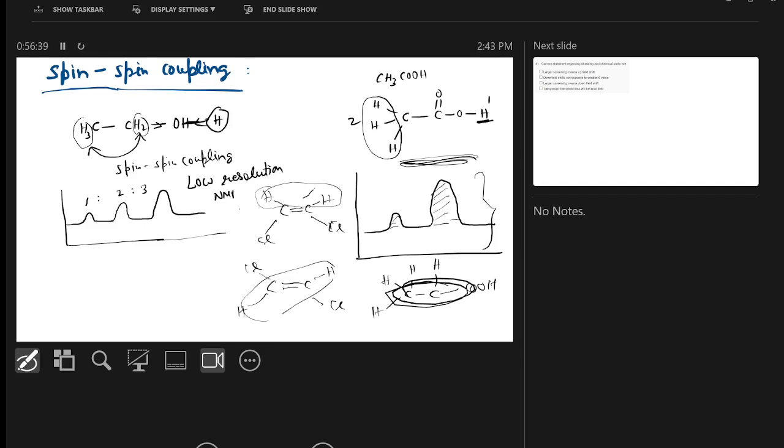But in high resolution NMR, for this one you'll get a single peak. For this one you'll get four lines. Small, then big, and then equal, and then this one. Okay. So better I will draw it in line. You are drawing this line.